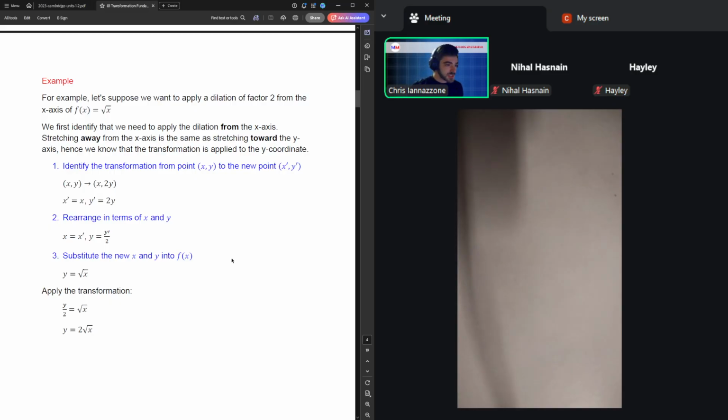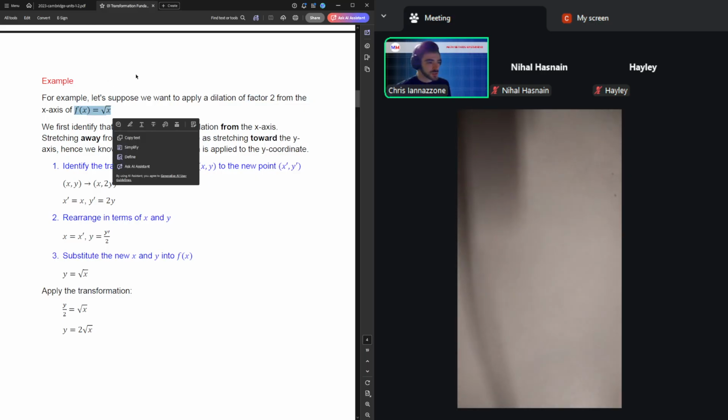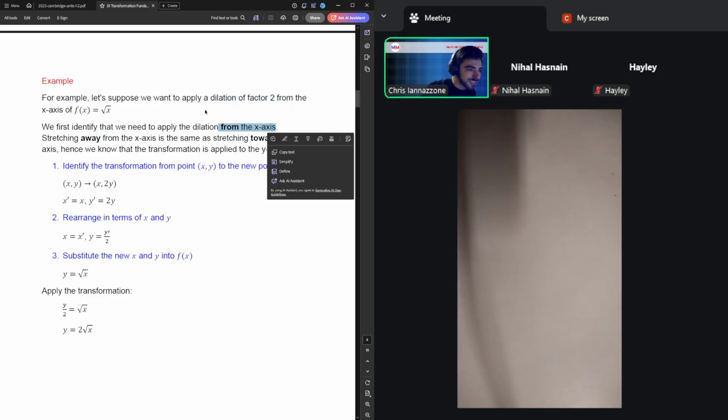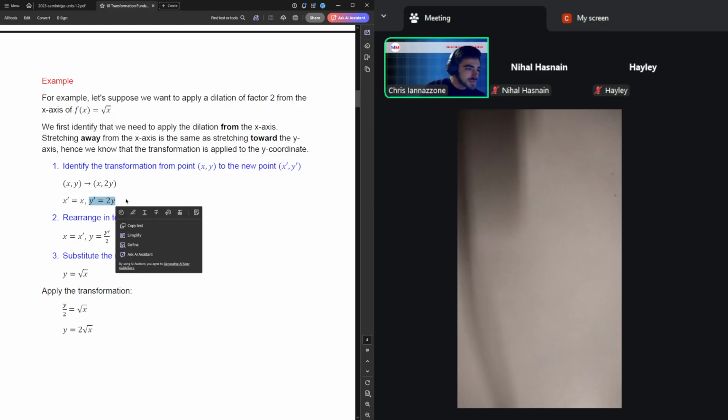Cool. Here's a quick example. So we're trying to apply a dilation factor of 2 from the x-axis for the square root function. The dilation factor is 2, and it's going away from the x-axis, or in other words, in the y direction, toward the y. So the dilation factor of 2 is going to go on the y. The only part here that matters is that y dash is now equal to 2 times y.